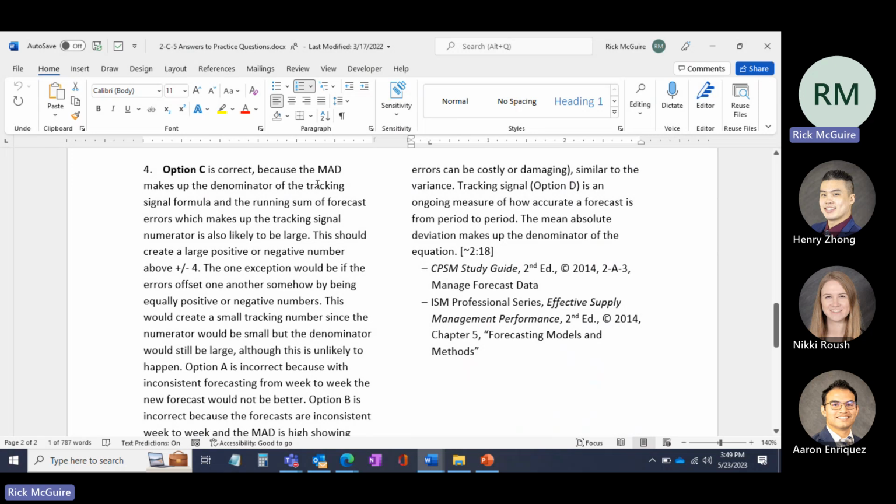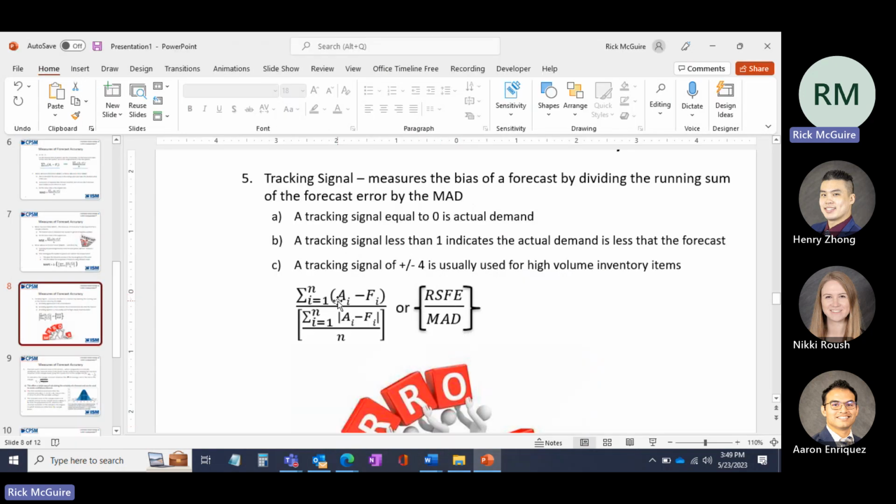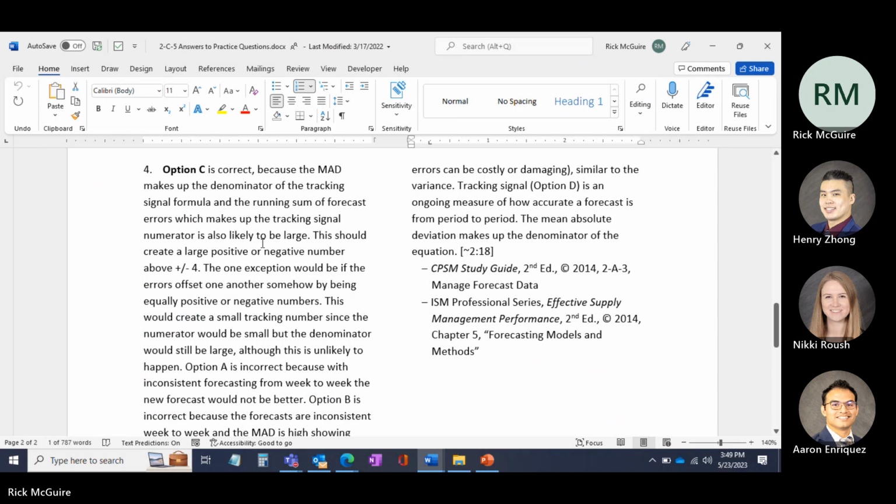because the MAD makes up the denominator of the tracking signal. So if we go back and look at it, we've got the running sum of forecast errors over the MAD. If the MAD is going to be a large number, it's likely to create a large positive or negative above the 4. One exception would be if the errors offset one another, being equally positive or negative. So it's basically what's the denominator in relation to the numerator.